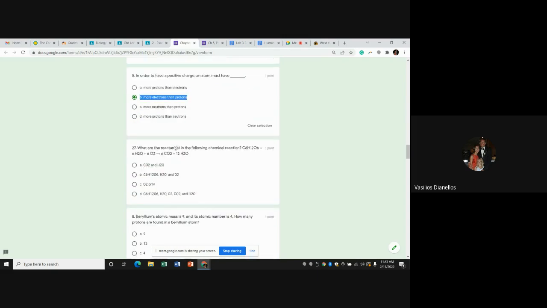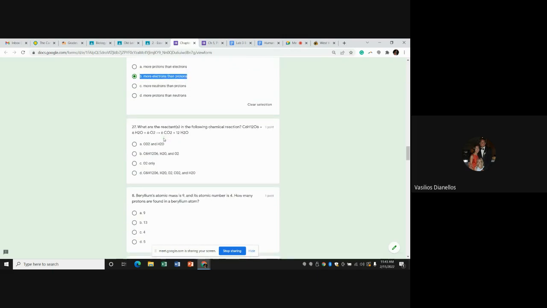Understand the concepts, not the exact way that they're worded. All right. What are the reactants in the chemical reaction? Yes, you probably have to have something like this. I told you during the lecture that as far as we're concerned in this course, reactants are always on the left, products are always on the right, and the arrow always points away from the reactants and towards the products.